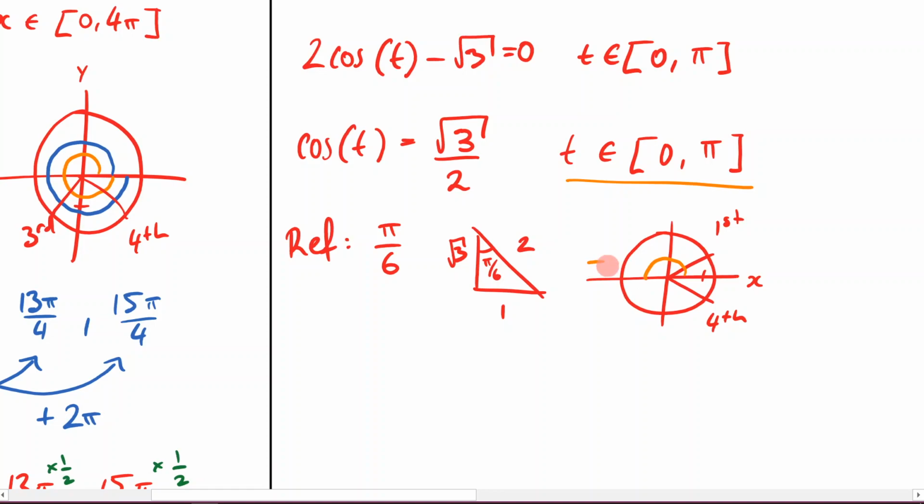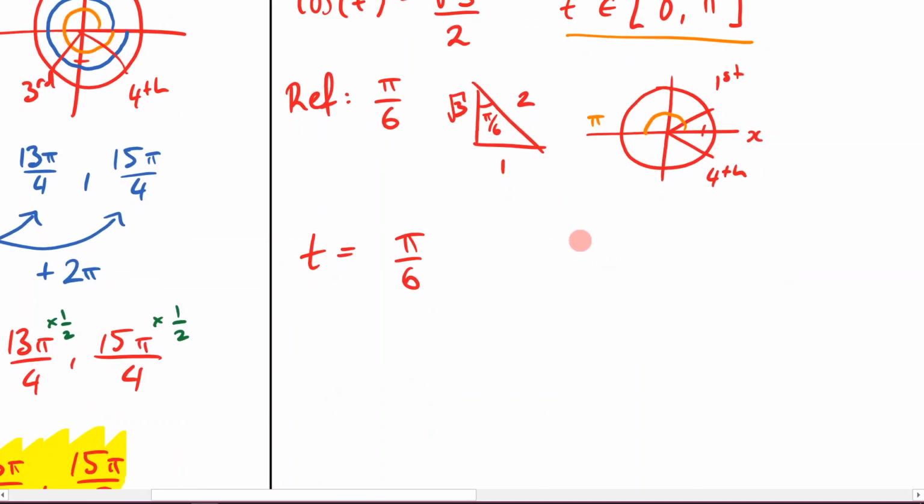My domain is just simply 0 to pi. So my fourth quadrant isn't even involved. I'm just looking at my first quadrant. So that means my answer is going to be t, because remember I put t here, is equal to just pi on 6, because I'm just looking in this first quadrant.